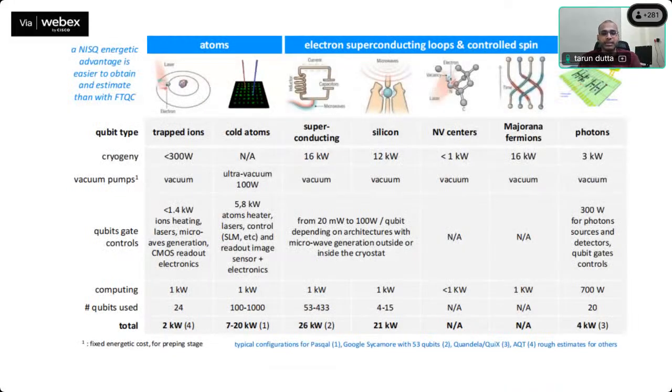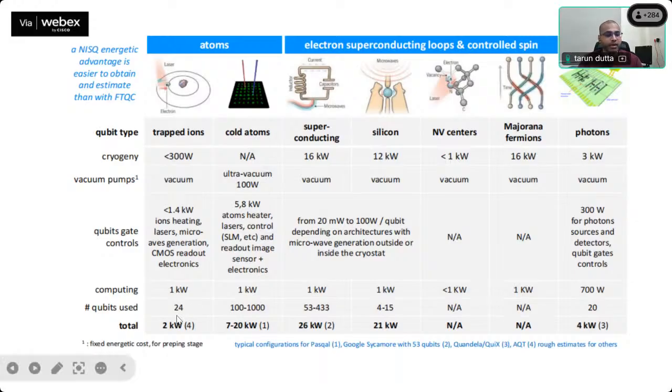If you see this comparison with other qubits, the important thing I want to point out is that the power needed to execute some problems is around 2 kilowatts. For all other candidates it is quite a bit higher compared to the trapped ion systems.